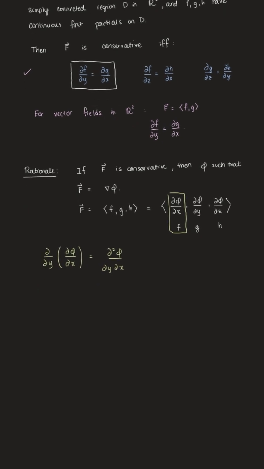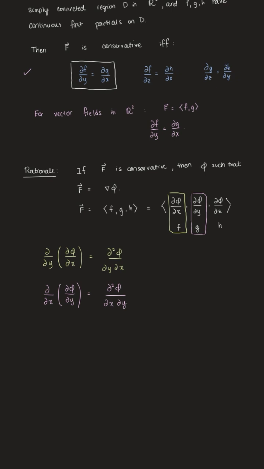Now let's think about what dg dx is. I'm going to do this one in pink. So I'm looking at the second component of my vector field, and I want to take the partial of that with respect to x. So the partial with respect to x of d phi dy, well, that's going to be a second order partial of phi with respect to y, then with respect to x.